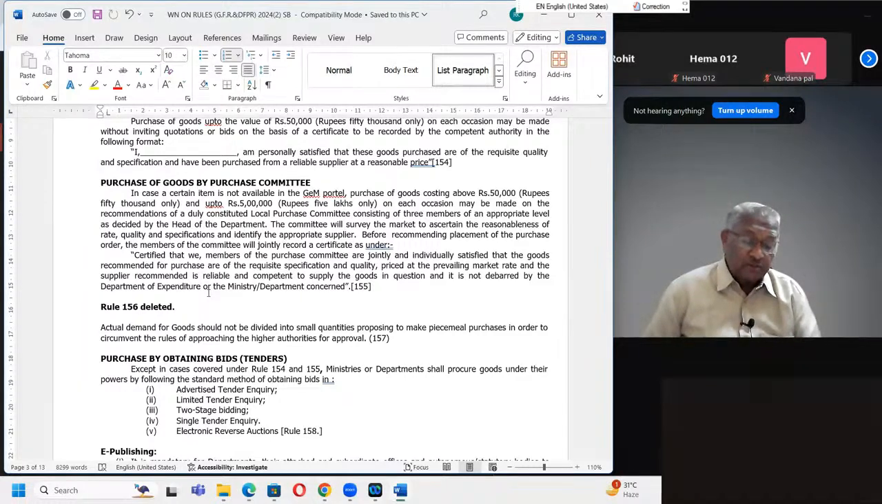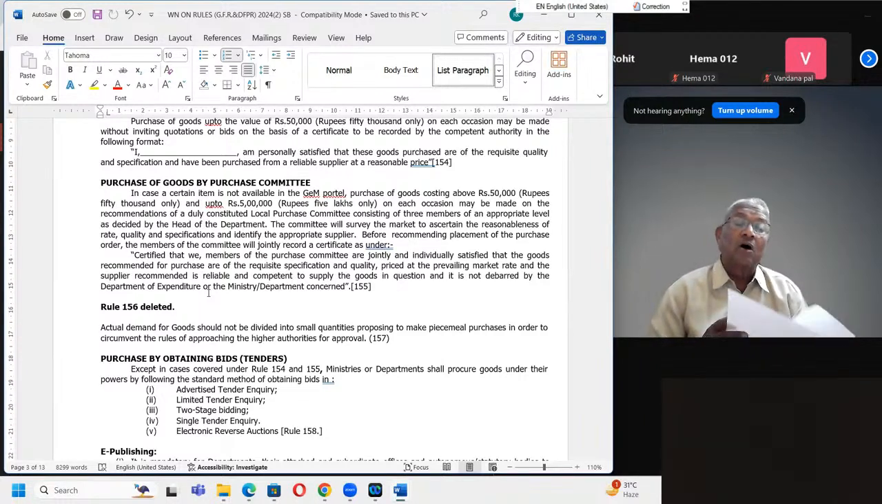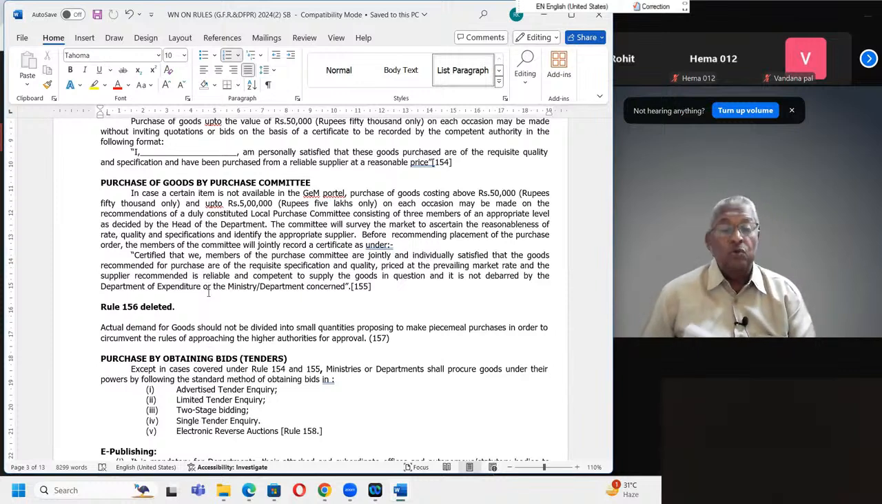Then actual demand for goods should not be divided into small quantities. Because why this condition? Because this power to purchase is on each occasion. So if you want to purchase above 50,000 up to 5 lakhs, you can purchase with that certificate. Suppose you want to purchase for 10 lakhs, you split. Once you purchase now, the other day itself, you purchase another 5 lakhs. So to circumvent the rule, you should not split up your purchases.